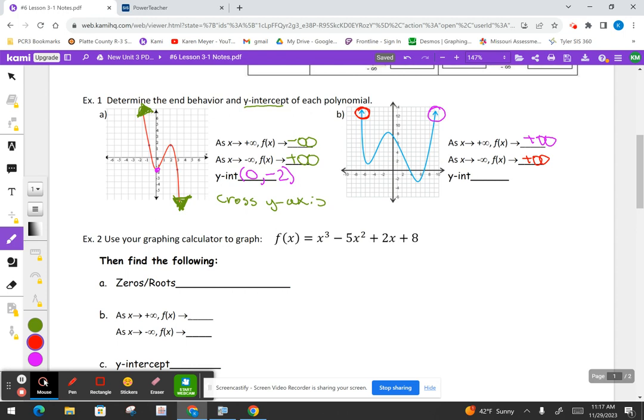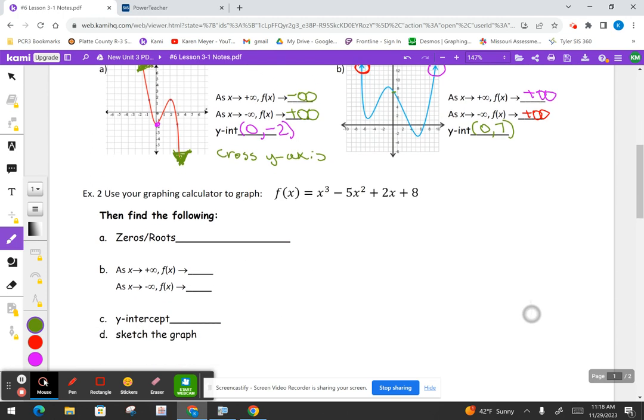And then the y-intercept is where it crosses the y-axis. So it looks like it crosses my y-axis right here in between 6 and 8. So I'm going to call that 7. So 0, 7. Or if you said like 7.5, that's fine. It is a little hard to read. But as long as you have something more than 6 and less than 8, then you're okay.